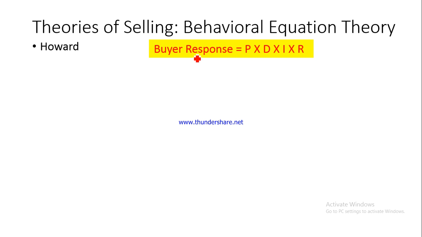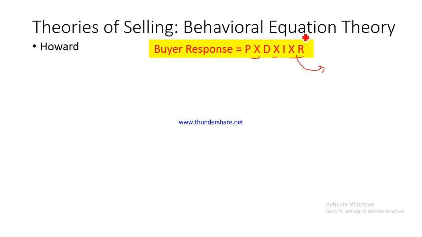Buyer response is whether he buys or not, whether he purchases your product or not, whether he places an order or not. This is what we mean by the buyer response, and it is basically P into D into I into R. We'll talk about what P, D, I, R are, but before that we should understand what we mean by this cross sign. This cross sign basically denotes multiplication.